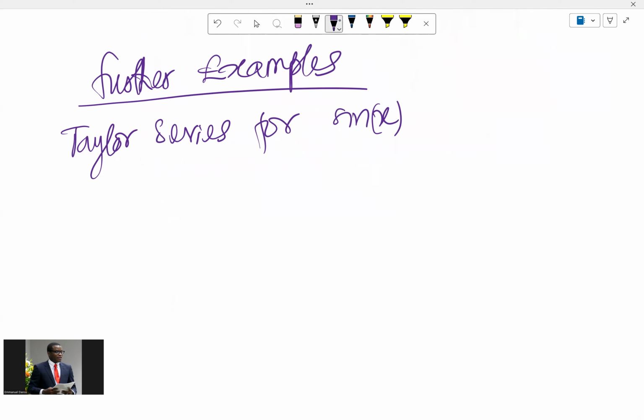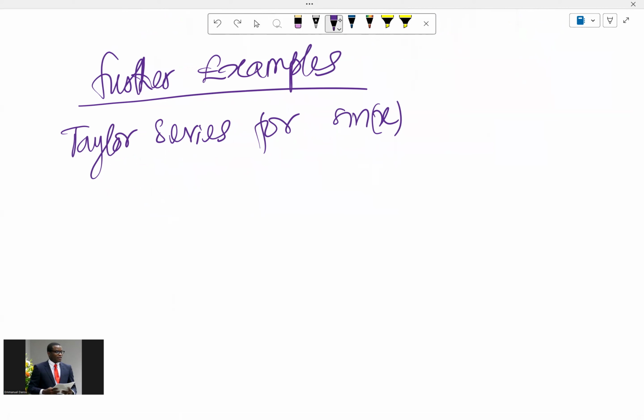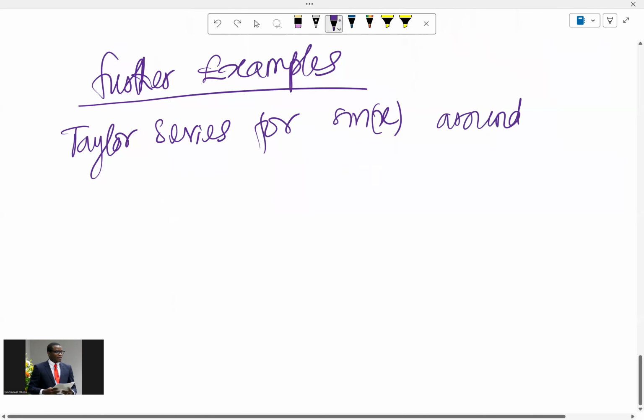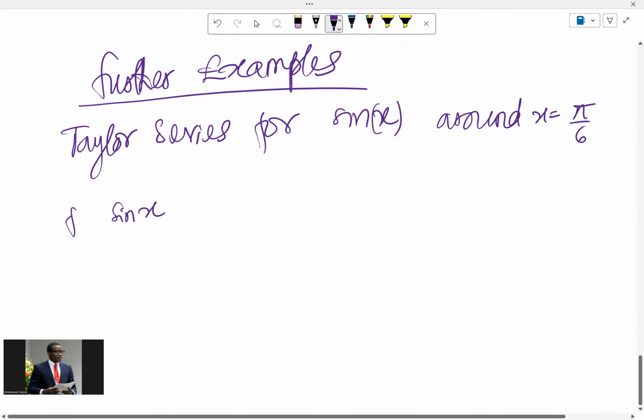So first, find all the derivatives. We have f of x equals sine x. Okay, let me do this: the Taylor series for sine x around x equals pi over 6. That's 30 degrees, pi over 6 radians. So that means f of x is sine x.